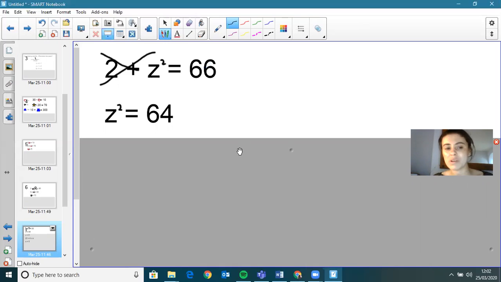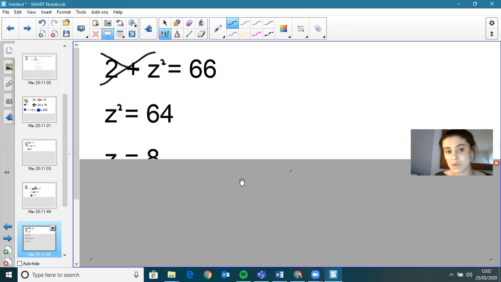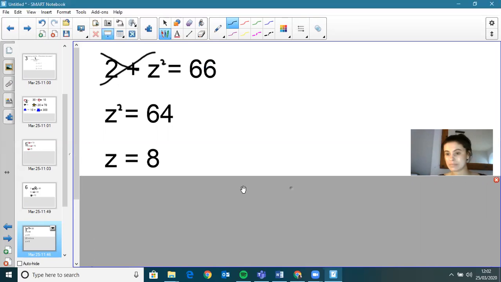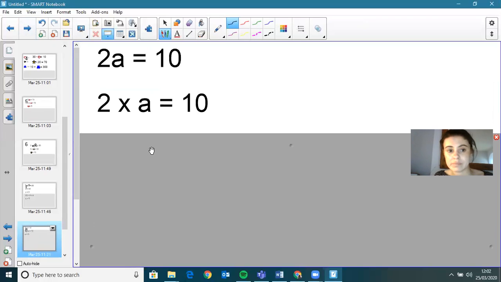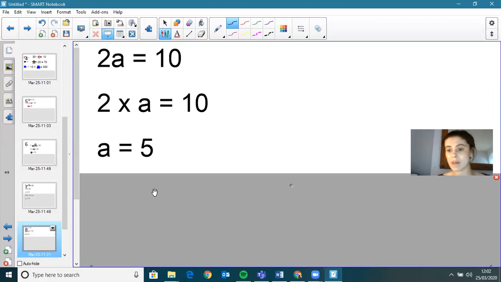Well, what could that Z be? 1, 2, 3, 4. Most of you hopefully will know that's 8. 8 times 8 is 64. So therefore the Z equals 8. This one again, so nice and easy. 2a equals 10. Well, I know that when they're right next to each other, the 2 and the a, that just means times. 2 times a equals 10. Well, what's the a going to be then? The a is going to be 5. 2 times 5 equals 10.